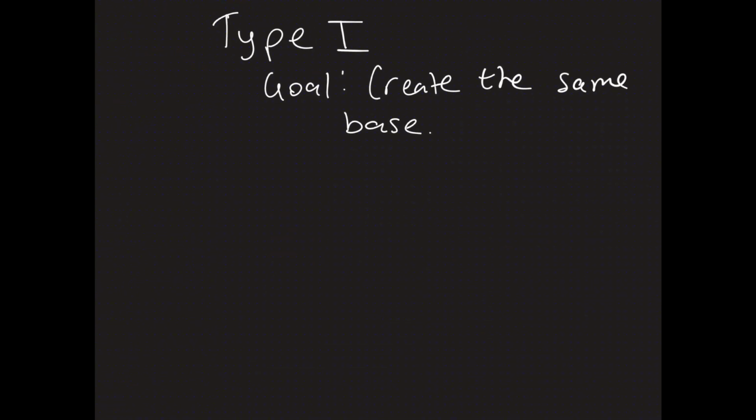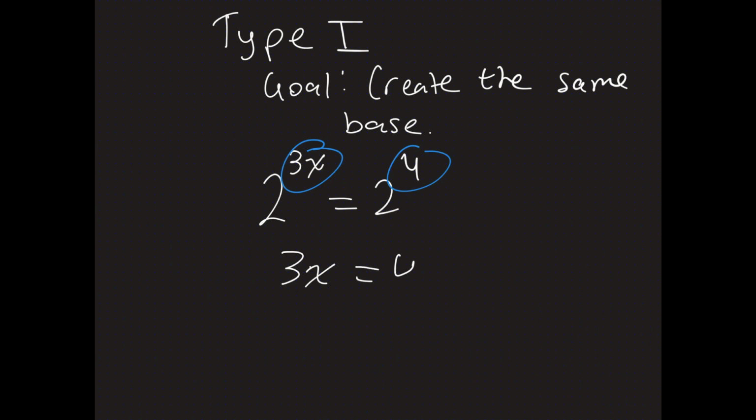Let me continue. Again, this is type 1: I'm trying to create the same base on both sides, so then we can see what happens. We have 2 to the 3x equals 2 to the 4th. If I look at the exponents and the bases, the bases are the same. It's necessarily true that the exponents have to be equal to each other. In other words, 3x has to equal 4. Solving for x here is fairly simple: just divide by 3 on both sides, and you end up with x equal to 4/3.